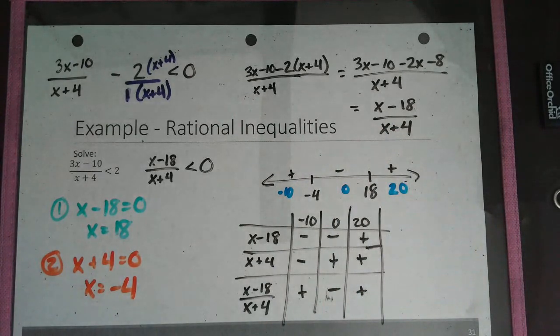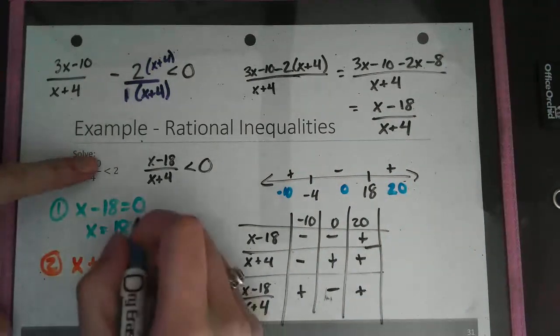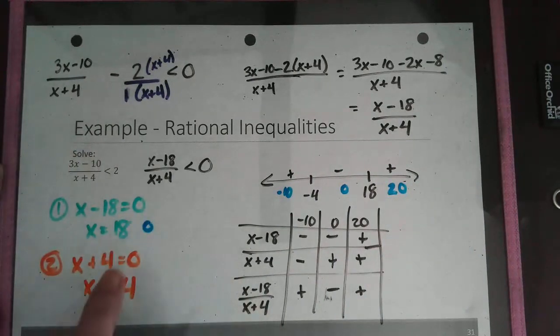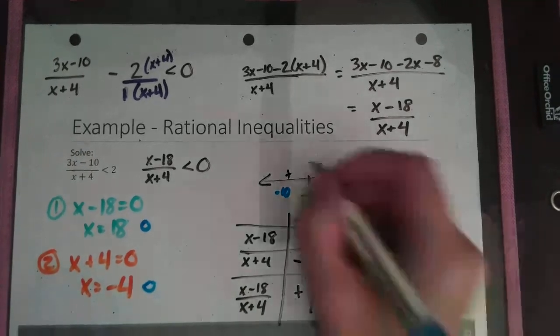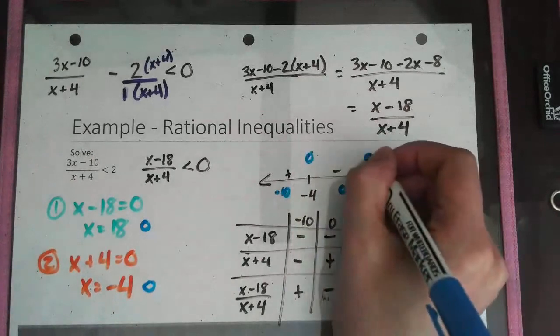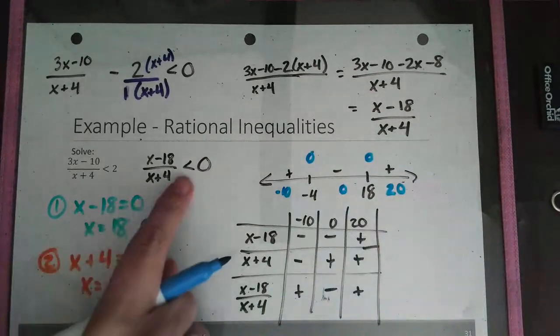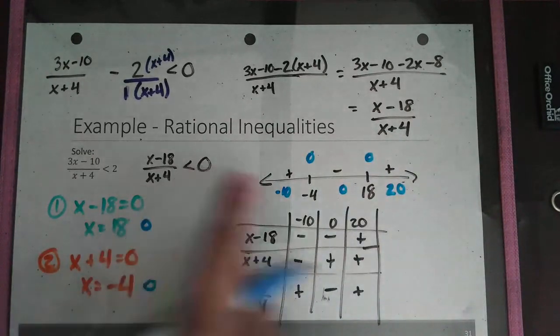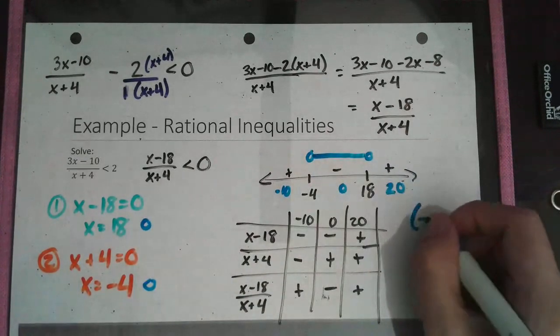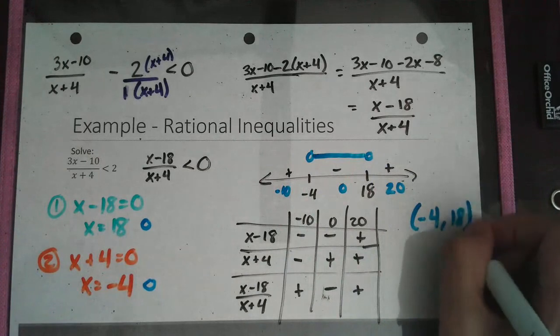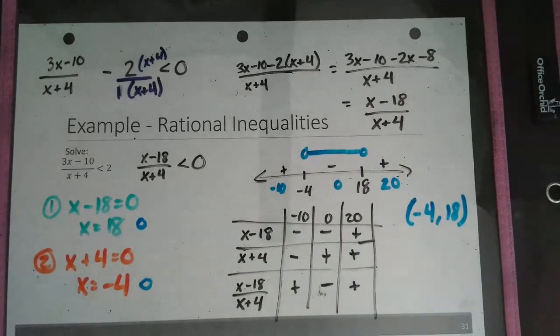The inequality symbol does not have equal to as an option. So my numerator value that I got is going to be an open circle, and my denominator value is always going to have an open circle. So I have open circles on both of these. And I want the sections that are less than 0. So I want the negative, and it looks like to be this middle section. So I want -4 to +18 with parentheses on both sides.